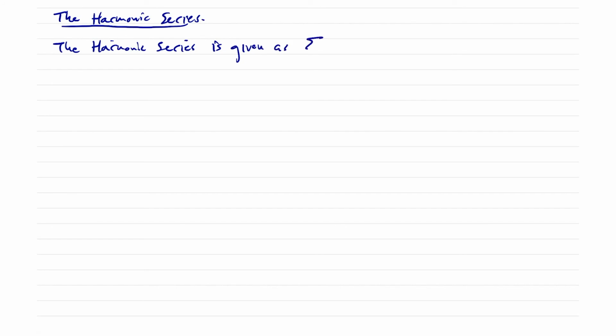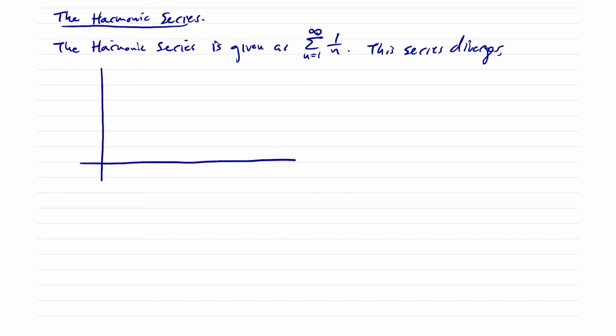One last thing we should probably talk about, and that is the harmonic series. There's a bunch of ways to show that this diverges, and this is going to be somewhat instructive. The harmonic series is given as the sum n equals 1 to infinity of 1 over n. This series diverges. Okay, best way to do it is by picture. So let's take a look.